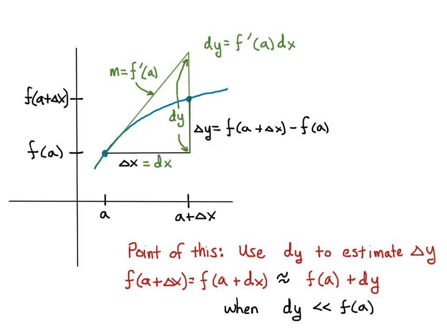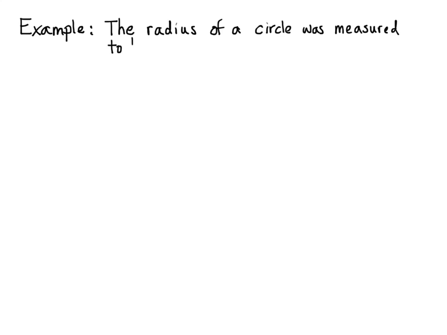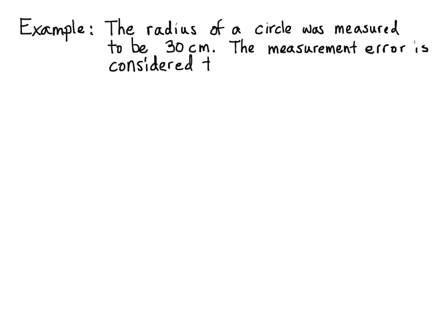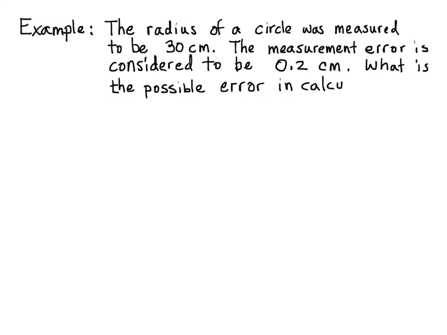So let me give a more tangible example to see how this thing works, okay? So let's say I'm going to measure a circle, and it's going to be measured at 30 centimeters. The measurement error is going to be 0.2 of a centimeter. So what's the maximum possible error that I get in calculating the area of the circle?